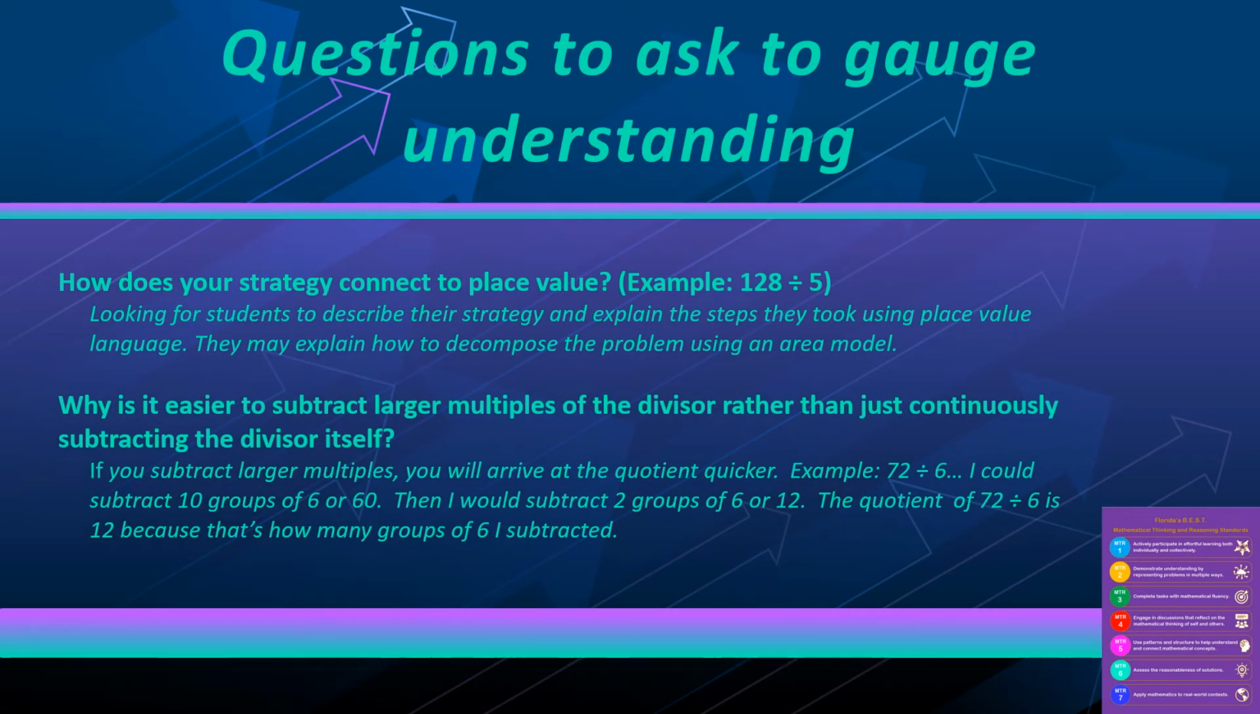Here are some questions to ask to gauge student understanding. How does your strategy connect to place value? Throughout this entire unit, we want to make connections back to place value and make sure that when students are describing their steps or their strategy, that they're using that place value language. Why is it easier to subtract larger multiples of the divisor rather than just continuously subtracting the divisor itself? So that's really connecting what they've already done with repeated subtraction to what they're going to be doing with partial quotients, where I'm subtracting larger multiples of that divisor to get to the answer quicker.